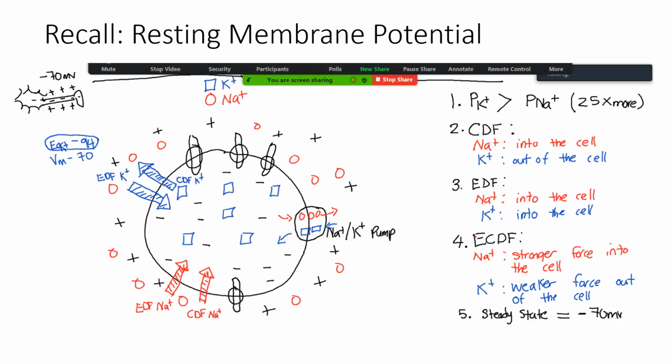So we've got two forces acting on our particles. One is the electrical force, one is the chemical force. And so we can look at these two forces separately, but when we think about the movement of the ion overall, we really want to bring both of those two forces together.